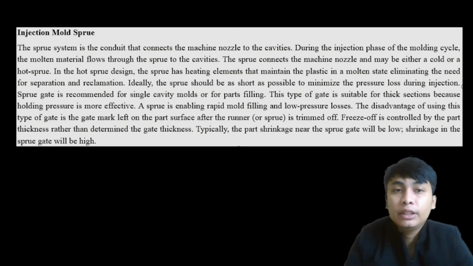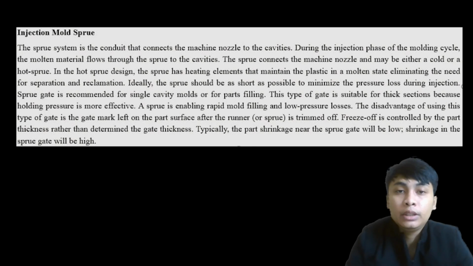The sprue system is the conduit that connects the machine nozzle to the cavity. During the injection phase of the molding cycle, the molten material flows through the sprue to the cavity. The sprue connects the machine nozzle and may be either a cold or hot sprue. In the hot sprue design, the sprue has a heating element that maintains the plastic in a molten state, eliminating the need for separation and reclamation. Ideally, the sprue should be as short as possible to minimize pressure loss during injection.